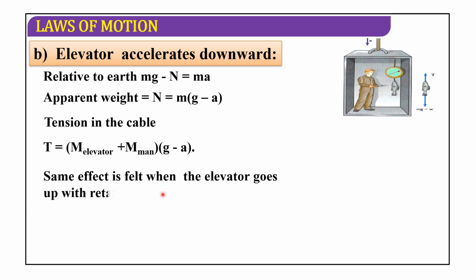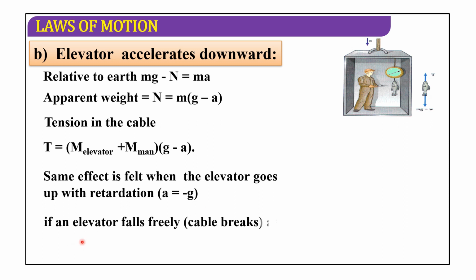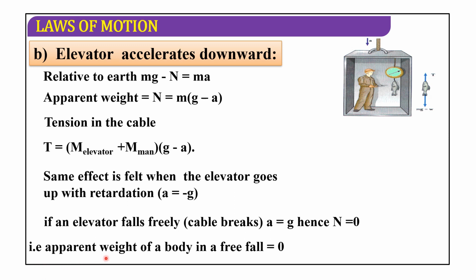Next, the same effect is felt when the elevator goes up with retardation, nothing but negative acceleration. So if an elevator falls freely, the cable breaks, then A is equal to g and hence N is equal to 0. That is, the apparent weight of the body in a free fall is 0.